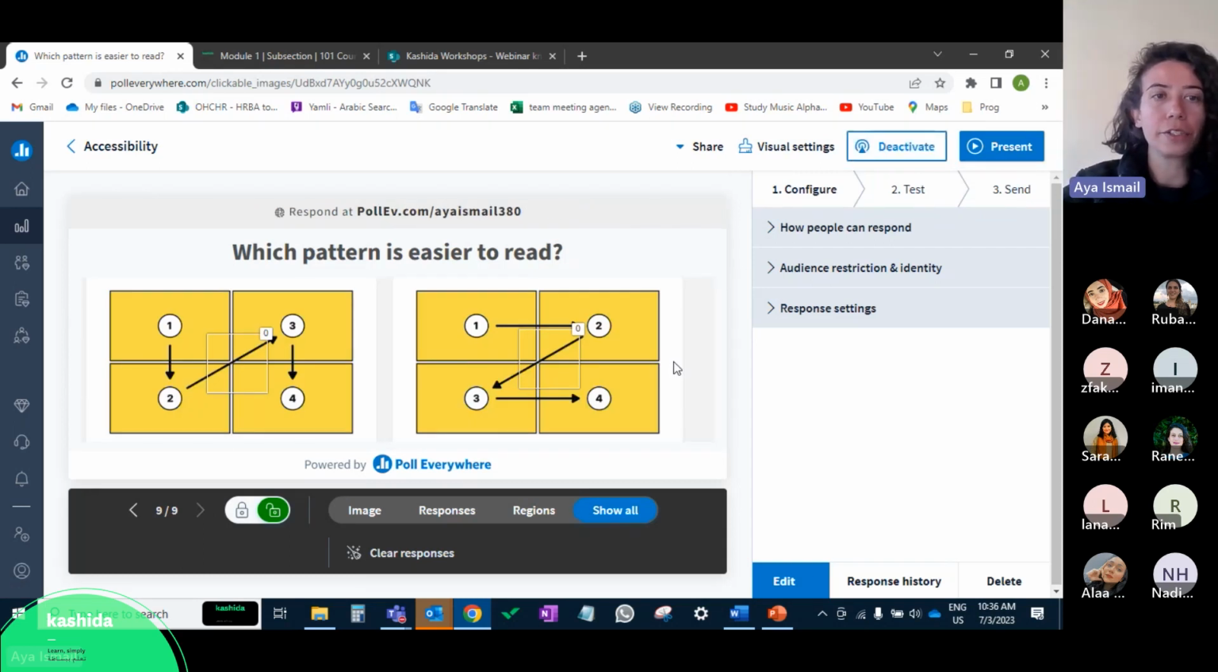Which pattern is easier to read? So if you're organizing information on a screen, which pattern would you follow for being accessibility friendly? And that was a very quick response from everybody. Okay, so we have a split here compared to the previous questions where you kind of had consensus. So I'm going to ask whoever chose the one on the left to tell us why.